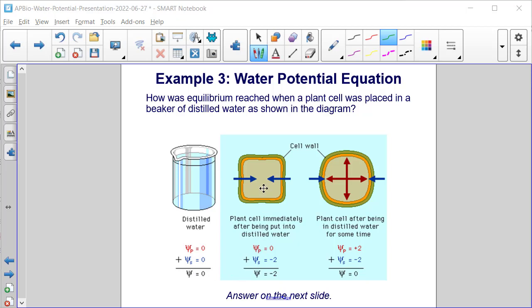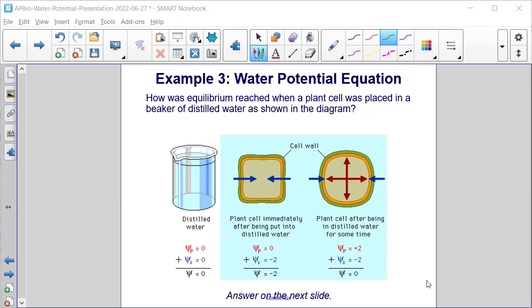Immediately after being put into this distilled water, pressure potential was 0, solute potential was -2. We had an overall potential of -2. After being in distilled water for some time, we now have a pressure potential of +2. Our solute potential is still -2. We haven't added or removed any solute. Now we have an overall potential of 0.